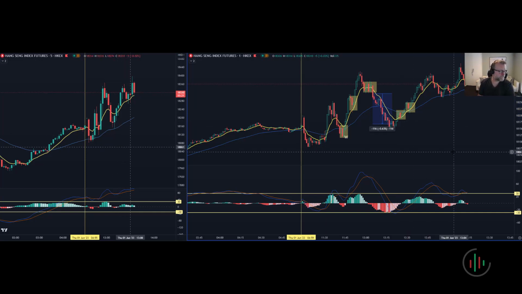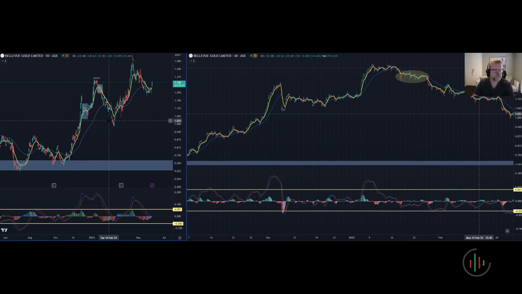Now let's get on to the last one. We've got about 28 minutes there. We'll try to finish up there on BGL. So what you can see is I've just marked up a few extension trades areas. We've got the 30-minute on the right-hand side, and I've got the daily on the left.